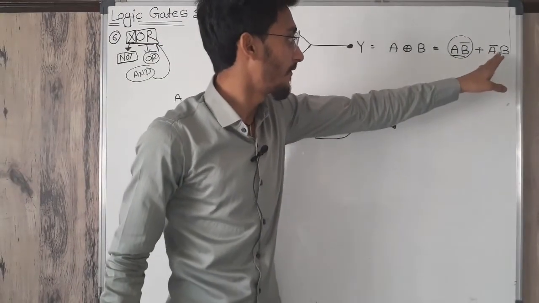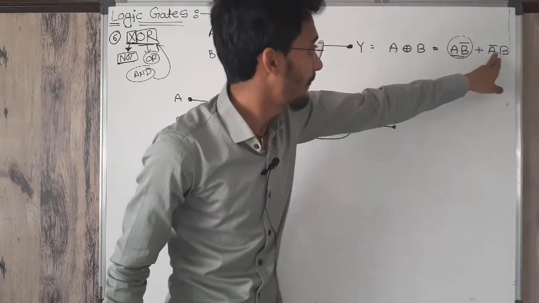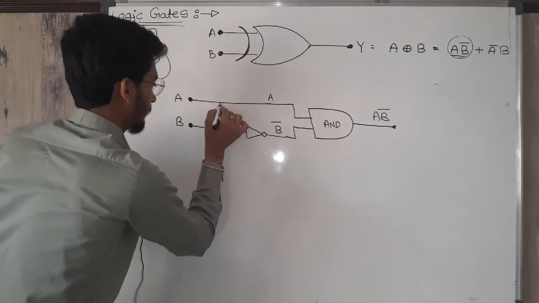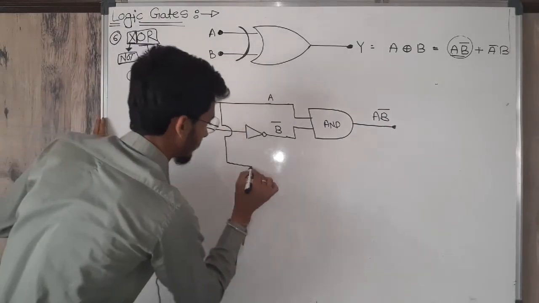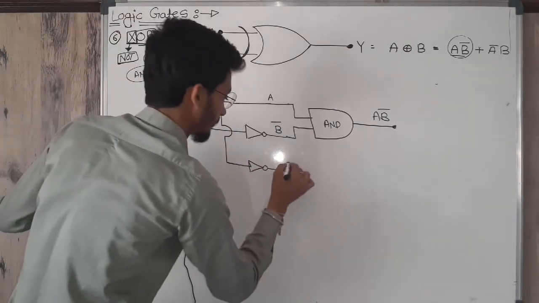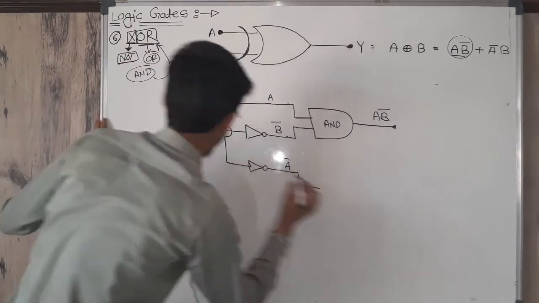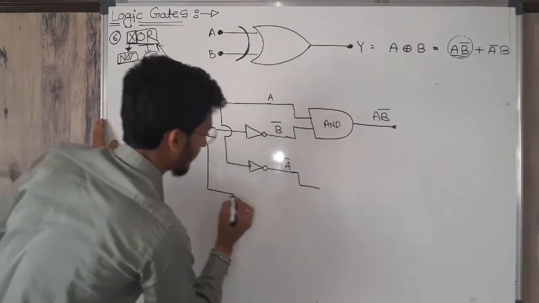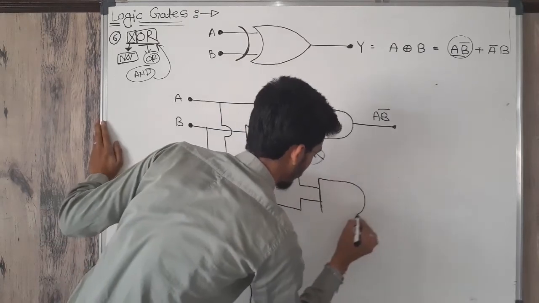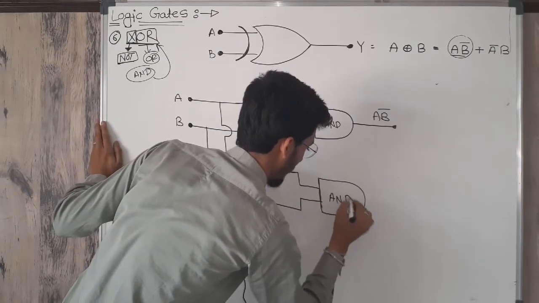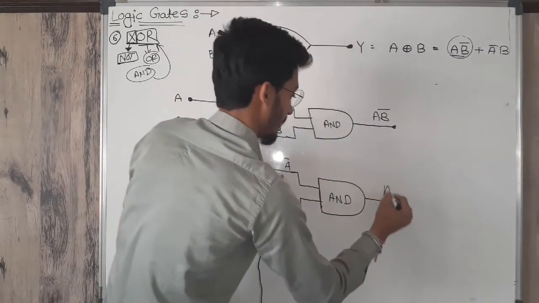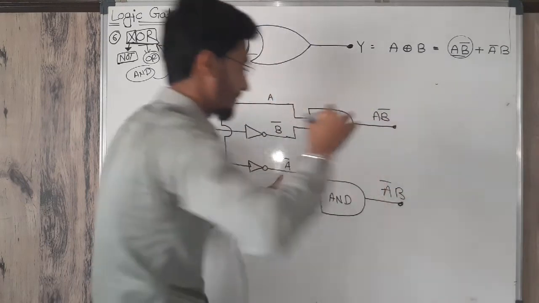Similarly, now we find A bar B. Very simple. So A becomes A bar, and B is directly attached to the AND gate. Then we get the output like this: A bar B.